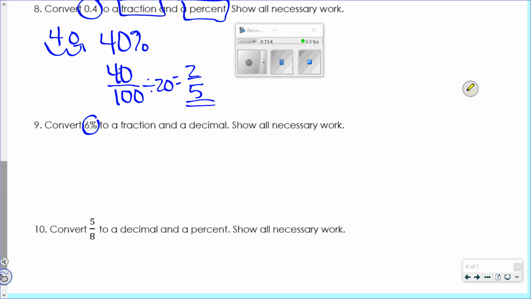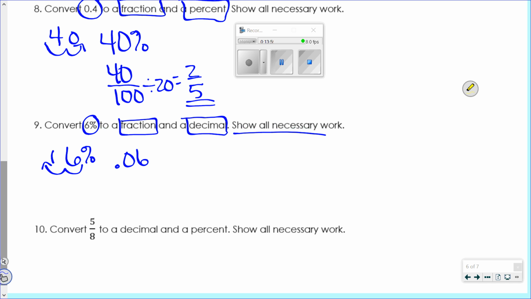Okay, convert 6% to a fraction and a decimal. Show all necessary work. So again, for me, the easiest part is doing the percent and decimal pieces first. So turn this into a decimal. Moving it twice means I get 2 spots, or an empty bucket with a 0. Turning it into a fraction, the 6 goes over 100. Simplifying, divide those by 2 gives me 3 over 50. Oops, can't underline that one. Okay?